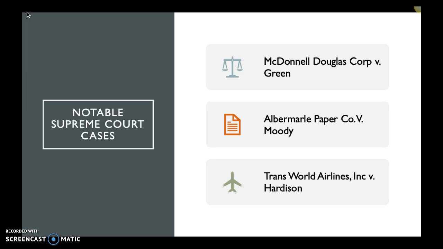Okay, so just going over some notable Supreme Court cases here. Let's start with McDonnell Douglas Corp versus Green. I'm just going to briefly go over what the Supreme Court determined here. Not necessarily the specifics of the case, but this is how Title VII has changed over the years.